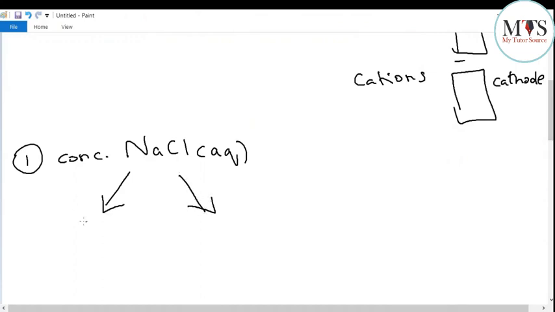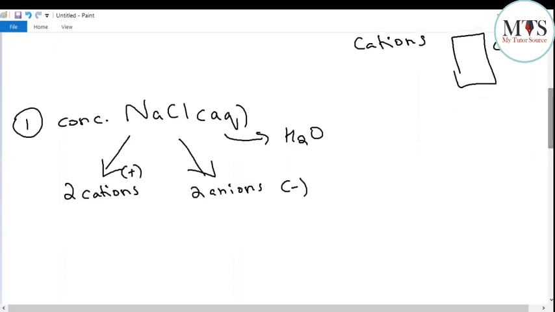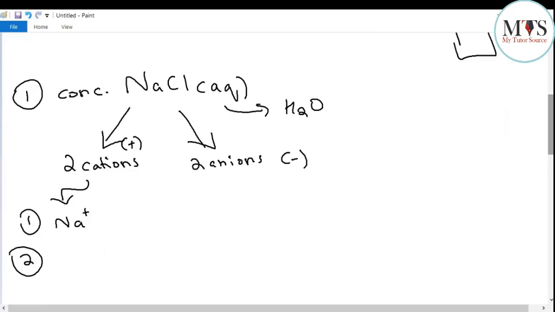So what would be the two cations and the anions? Two cations and two anions. Remember that aqueous means water. And one sodium. Very good. So yes, one cation is going to be sodium. And what else? The second one? Water. Okay, good.